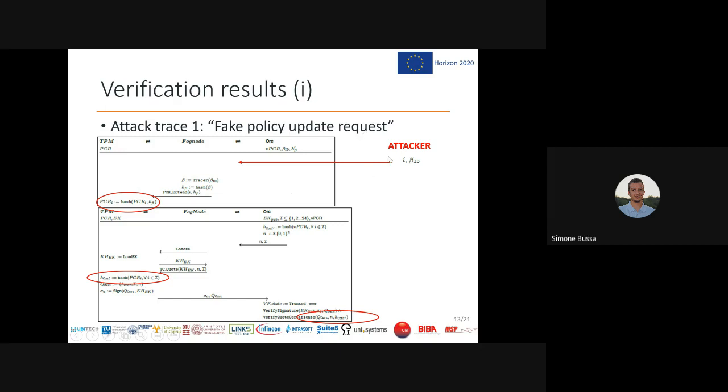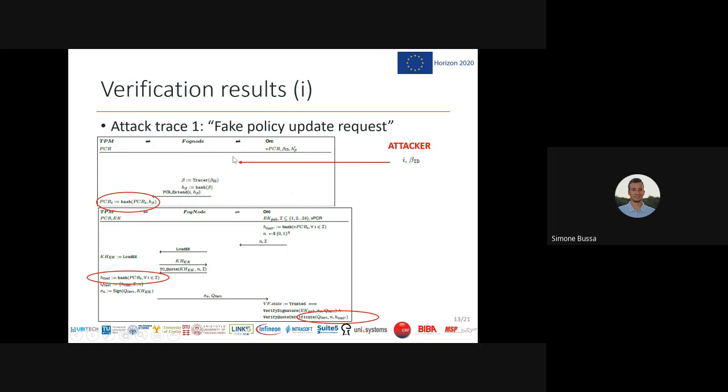And here, the policy update protocol is not started by the real orchestrator, but it is started by an attacker that sends the policy update request to the fog node. The fog node invokes the tracer, reads the configuration file, and accumulates inside the PCR a new value.